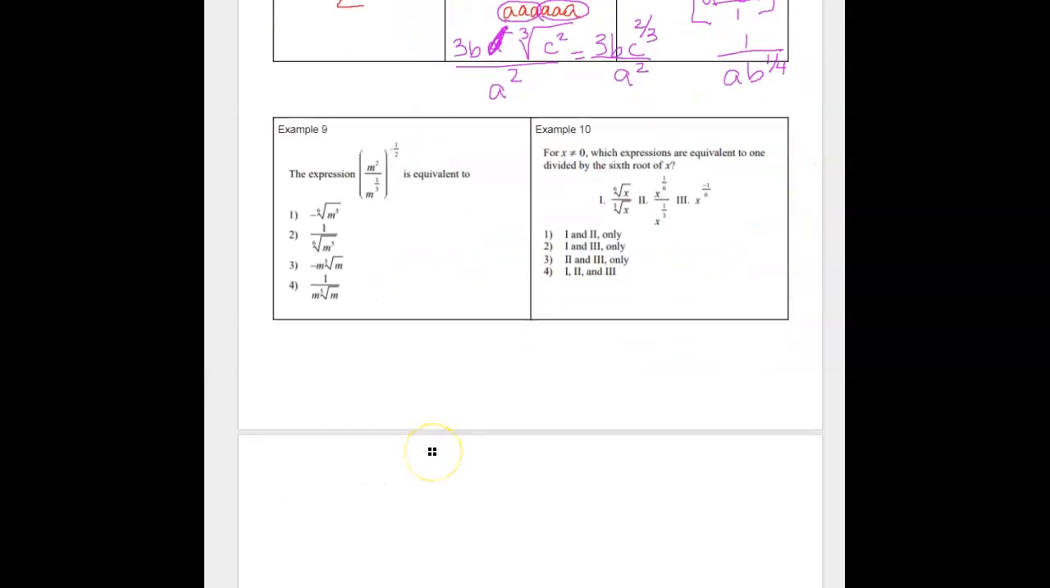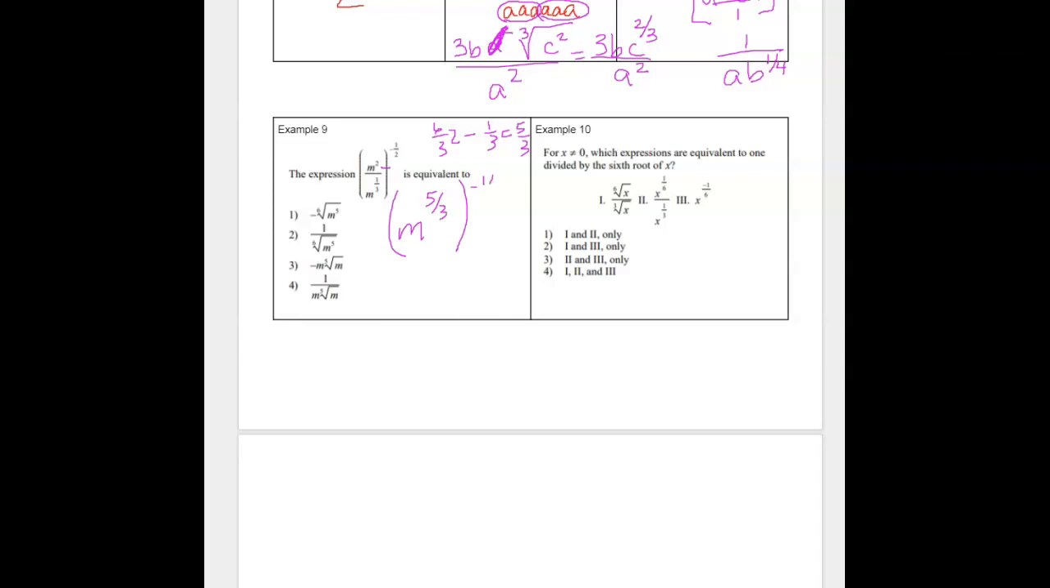Our last 2 examples. It looks like they're going to write them with radicals, but I'm going to wait to do that. So I'm going to simplify. We can subtract. So 2 minus 1/3. You can use a calculator. That's 6/3 minus 1/3, so that would be 5/3. So we get m to the 5/3 on the inside.